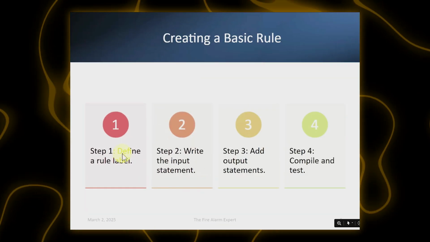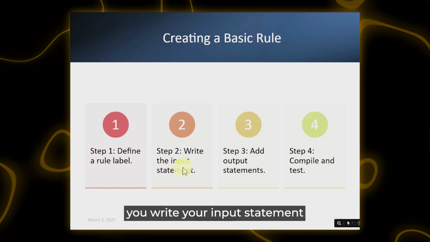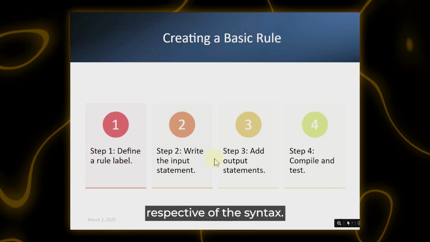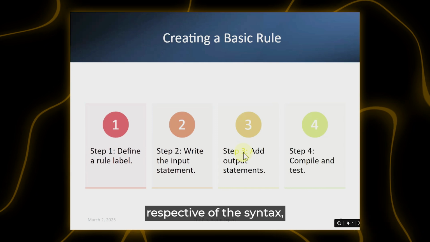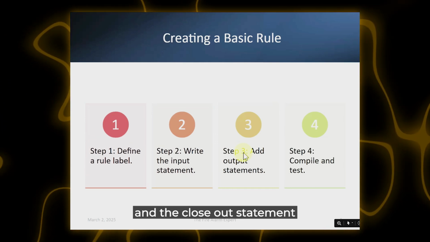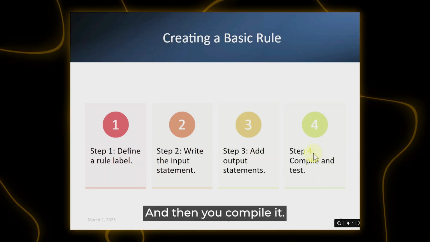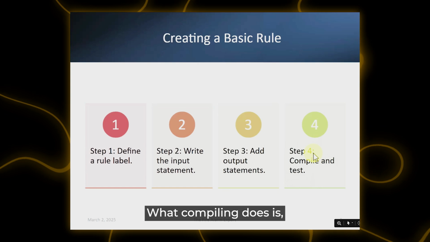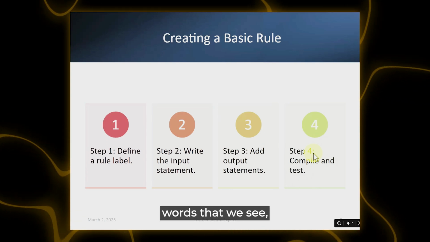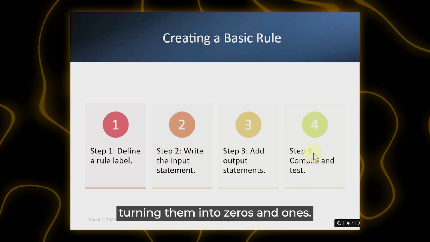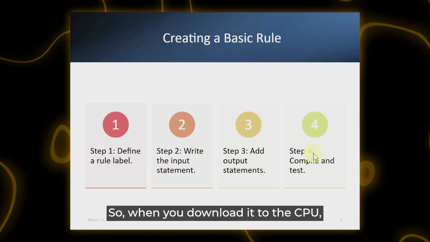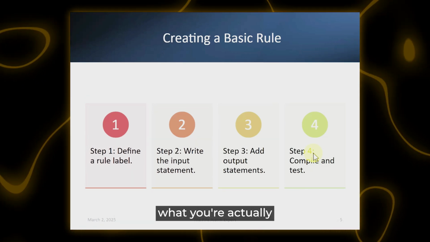So when you create a basic rule, you define the label, you write your input statement, respective of the syntax, you write your output statement, your multiple statements, respective of the syntax, the commas, and the closeout statement of the semicolon, and then you compile it. What compiling does is take the words and characters that we see and turn them into 0s and 1s. So when you download it to the CPU, the computer understands what you're actually trying to get it to do.